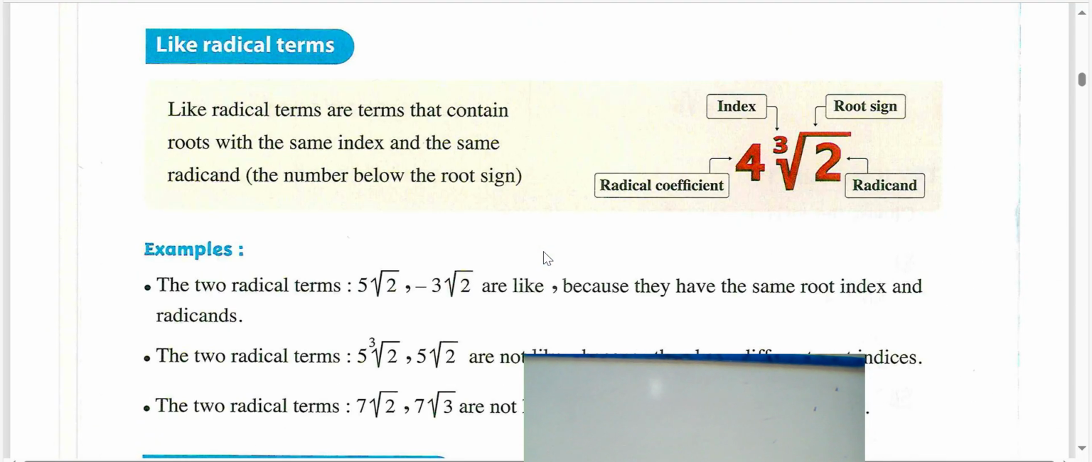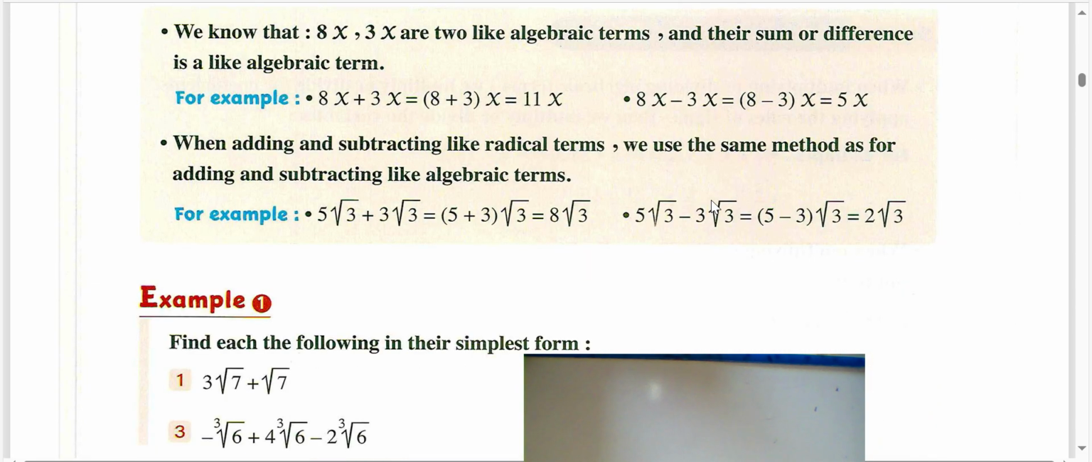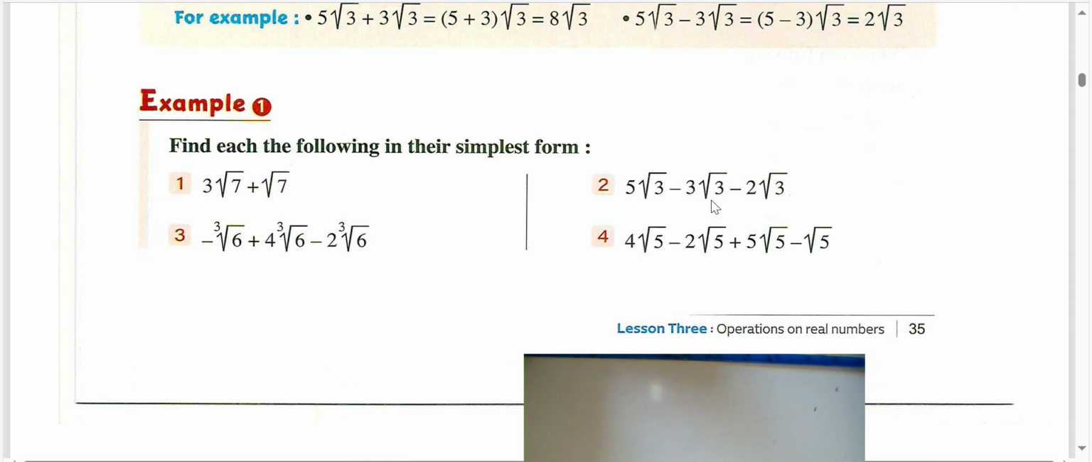Like this example, 5 root 2 subtracted by 3 root 2. We can find the result between them if we add together, because 5 root 2 and negative 3 root 2 are similar or like terms. The result, if we add together, will be 2 root 2. We call this number outside the coefficient, and this sign we call the root sign. The index here is 3, cubic root of 2. So we can find the result between the numbers if we have similar like terms.